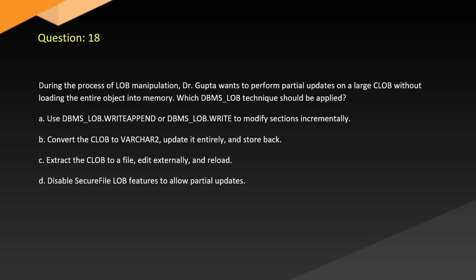B. Convert the CLOB to VARCHAR, update it entirely, and store back. C. Extract the CLOB to a file, edit externally, and reload. D. Disable SecureFiles LOB features to allow partial updates.